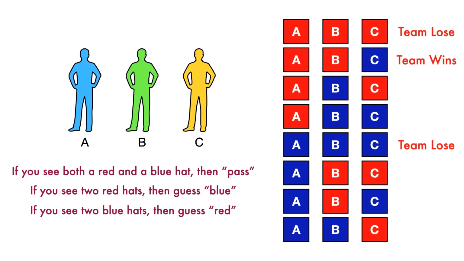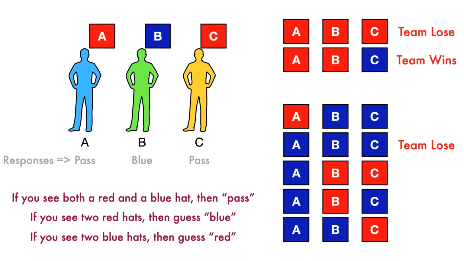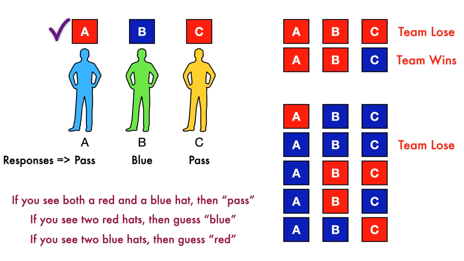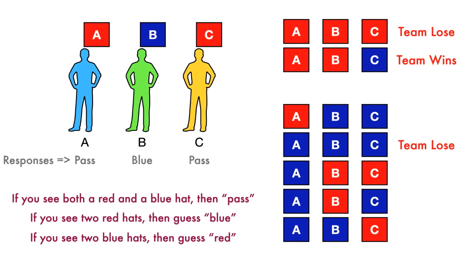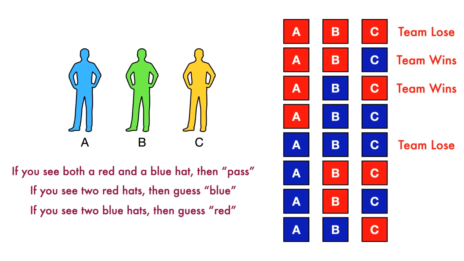Now let's consider the third combination. In the third combination, player A sees 1 red and 1 blue hat, hence the player replies, I pass. Player B sees 2 red hats, then the player thinks he will be wearing the minority color, which will be the opposite color of what the player sees. Here in this case, it is blue color and it matches, and the team wins. Finally, player C sees 1 red and 1 blue hat, hence the player replies, I pass. The same logic is applied for the other 4 combinations and the team wins in all these combinations.